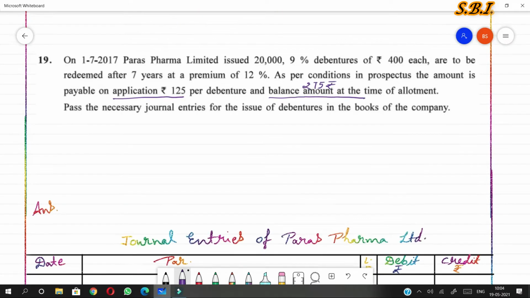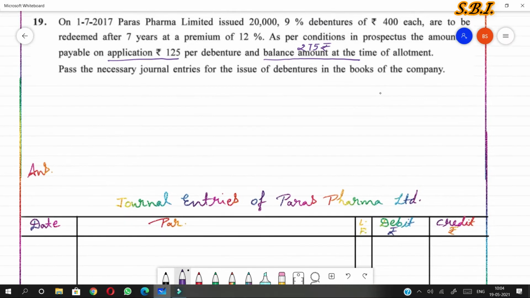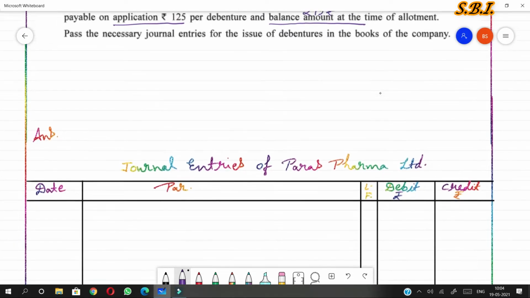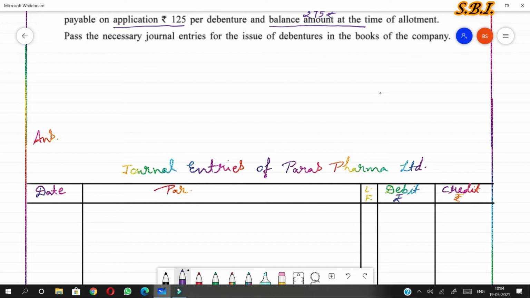Then students, the first entry will be on 20,000 debentures at rupees 125 per debenture. First entry, bank account debit to 9% debenture application account. 20,000 multiplied by 125, then the amount will be 25 lakh.